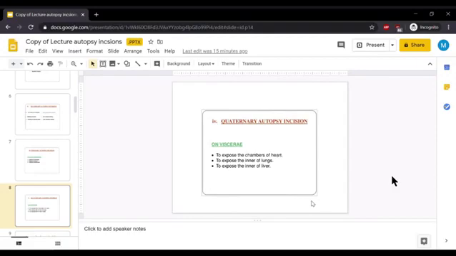Then there are quaternary autopsy incisions. These are the incisions which we use to expose the organs: to expose the chambers of the heart, to expose the inner side of the lungs, to examine the stomach, to examine the liver. Those incisions are known as quaternary autopsy incisions.